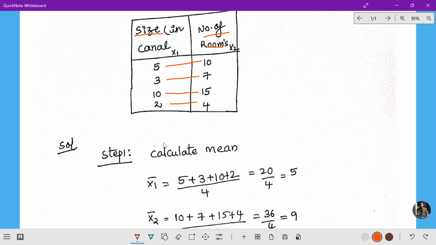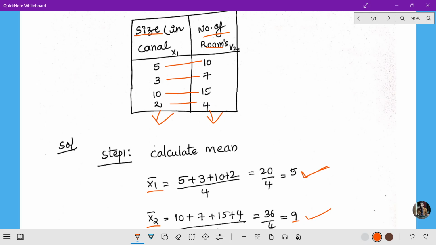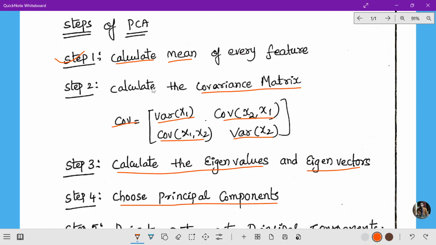Remember, this is x1, this is x2. So x1 is equal to 5 plus 3 plus 10 plus 2 divided by 4, and this is 5. Remember, x1 bar is the mean of x1. So x2 bar is 9, similarly, we added 10 plus 7 plus 15 plus 4. Now in the second step, you need to calculate the covariance matrix.